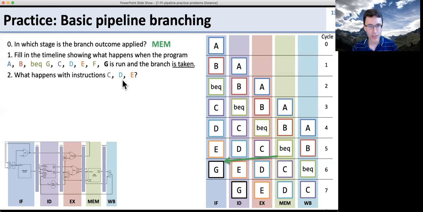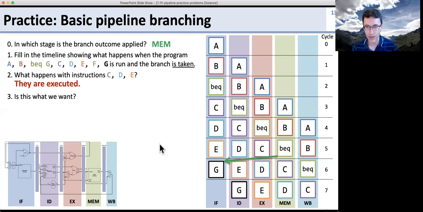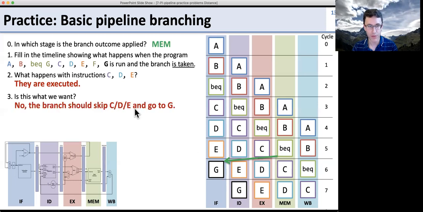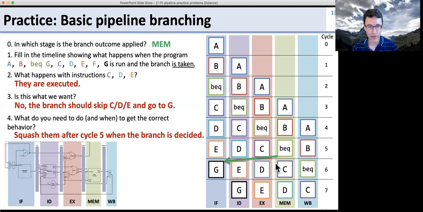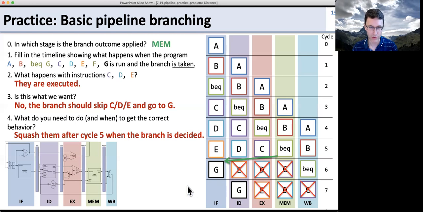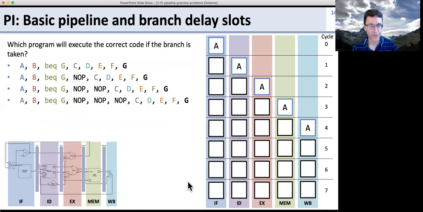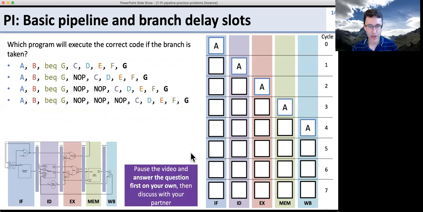So what happens with instructions C, D, and E? Well, they're executed. They go ahead through the pipeline and get executed. Is this what we want? No, it isn't what we want. Our code should have branched. After B, it should have gone to G, but instead we executed C, D, and E. So we should have skipped those. So what do we want to do to make this work? Well, if we detect that this branch happened, we need to go in and squash them. We need to tell the pipeline that these instructions should not save their state. They should become no ops so that we don't execute them. All right, so let's take a look at that, and we're going to analyze how we can fix that. So go ahead, pause the video, answer the question first on your own, then discuss it with your partner.